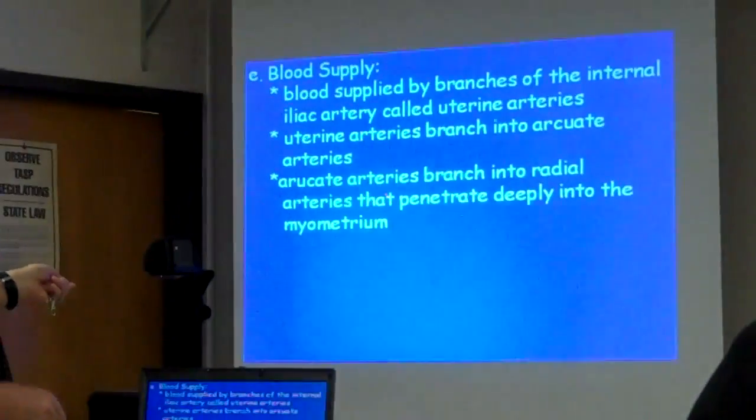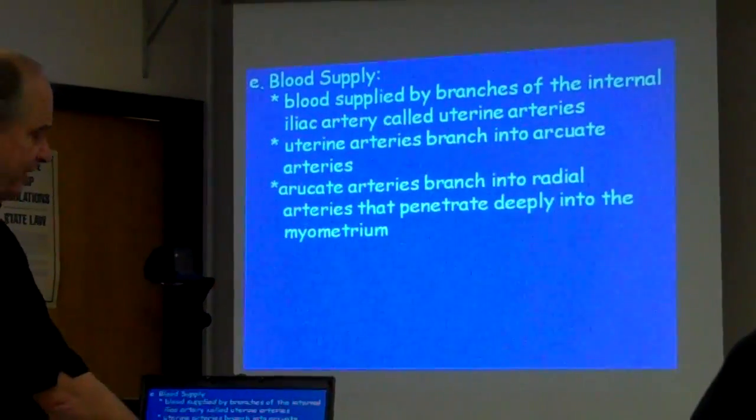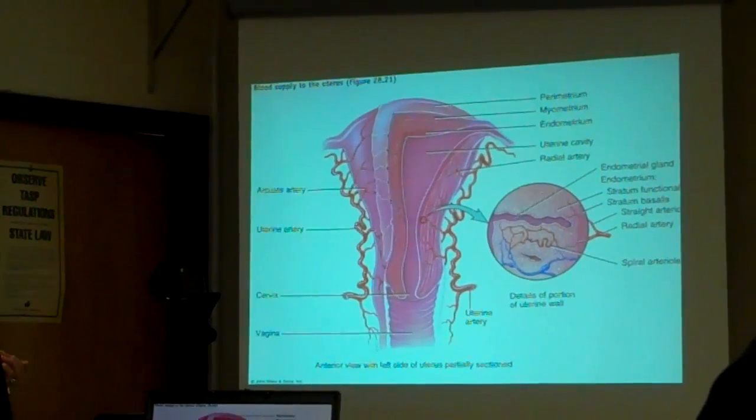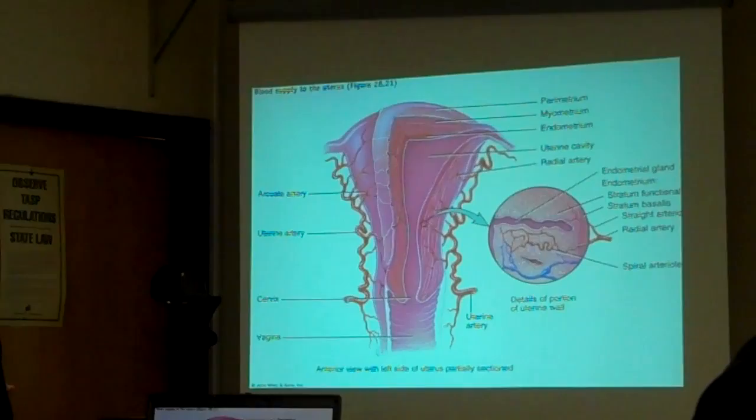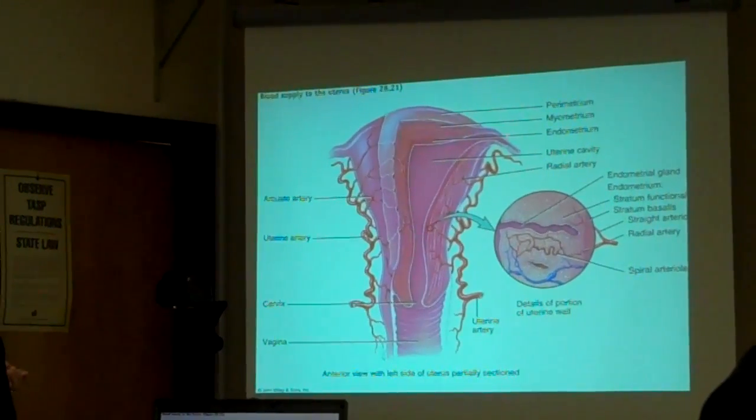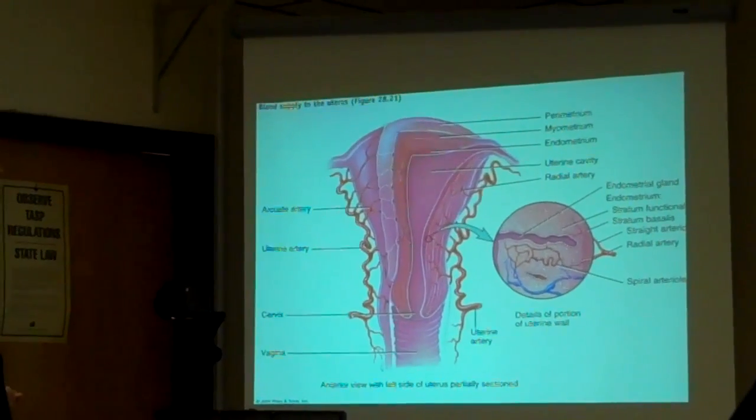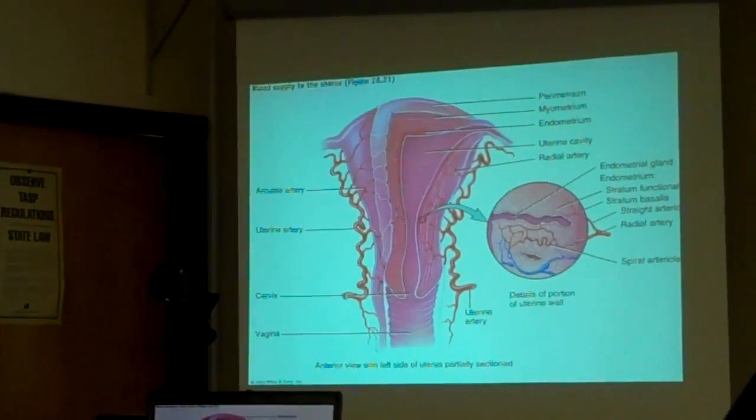And notice it says arteries that penetrate deeply into the myometrium. And so that is the situation. This is just kind of showing the uterus with the blood supply. There's a uterine artery, cervix, vagina, all that stuff right in there. There's the end of the tube. But you see the blood supply to the uterine area. So that's just kind of giving an idea.